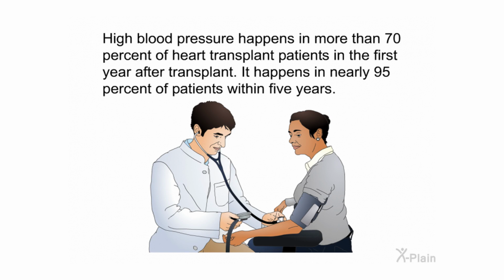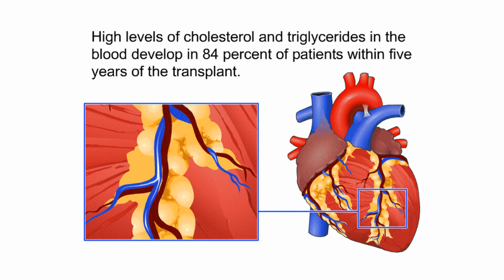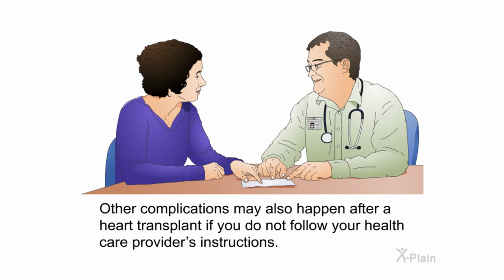High blood pressure happens in more than 70% of heart transplant patients in the first year after transplant. It happens in nearly 95% of patients within 5 years. High levels of cholesterol and triglycerides in the blood develop in 84% of patients within 5 years of the transplant. Other complications may also happen after a heart transplant if you do not follow your healthcare provider's instructions.